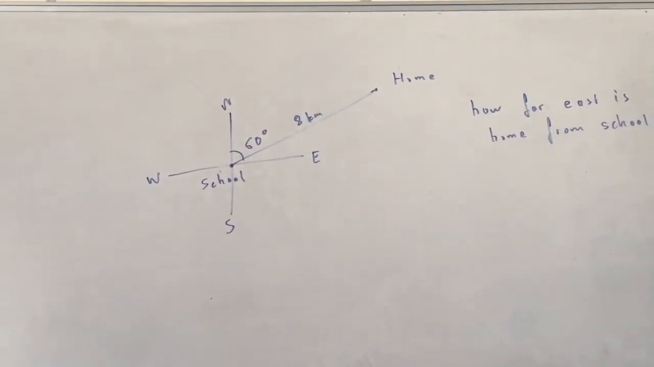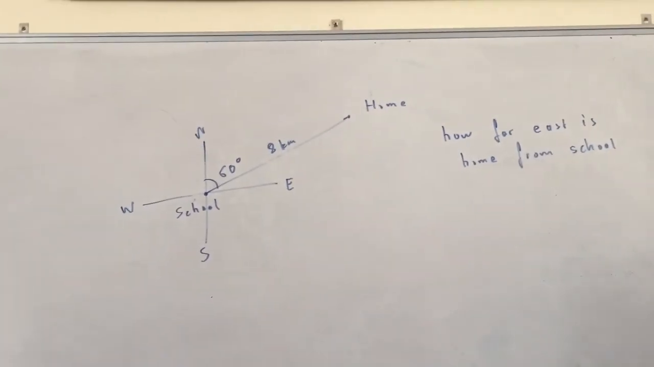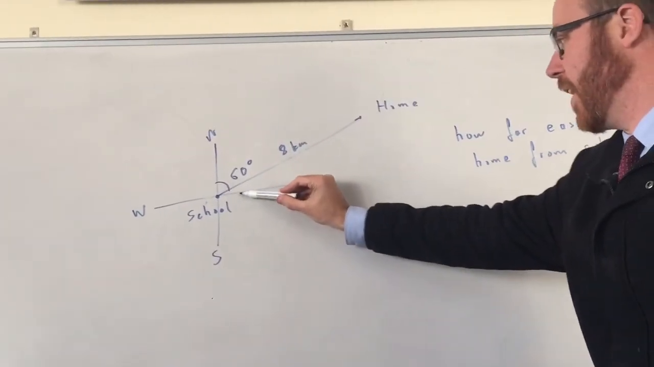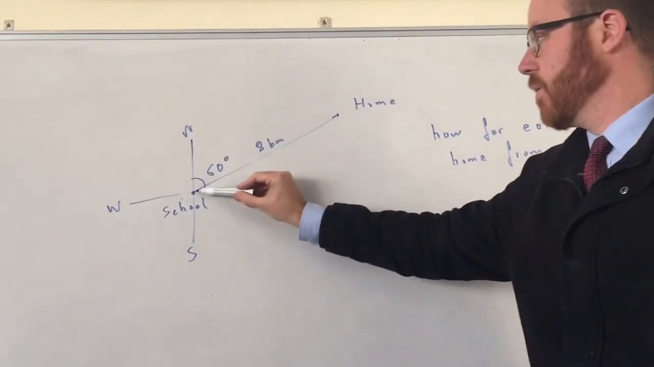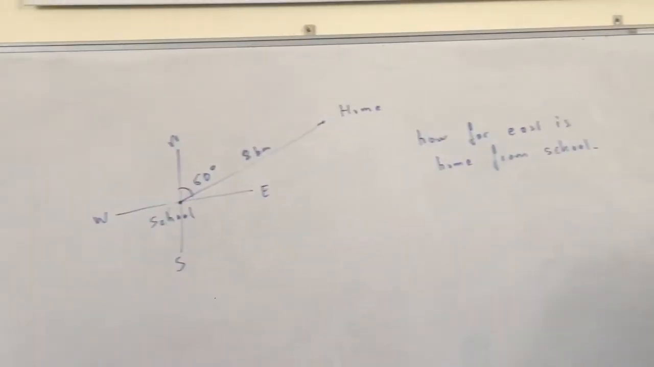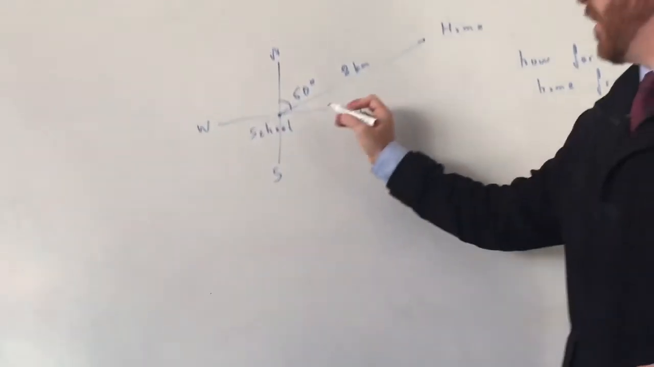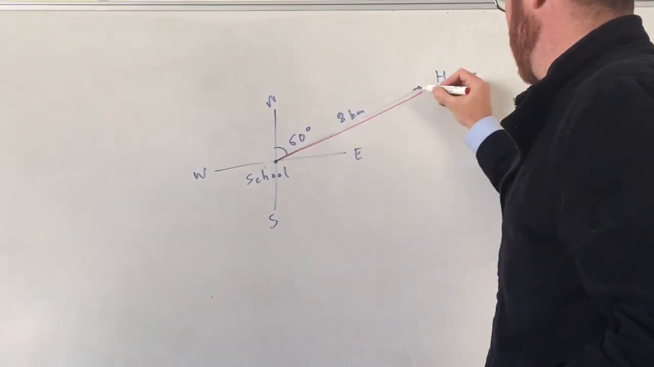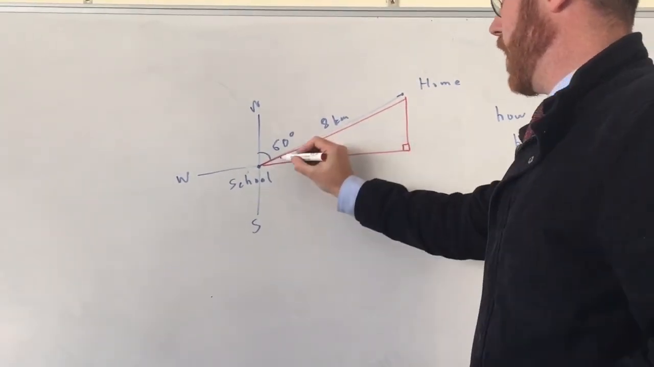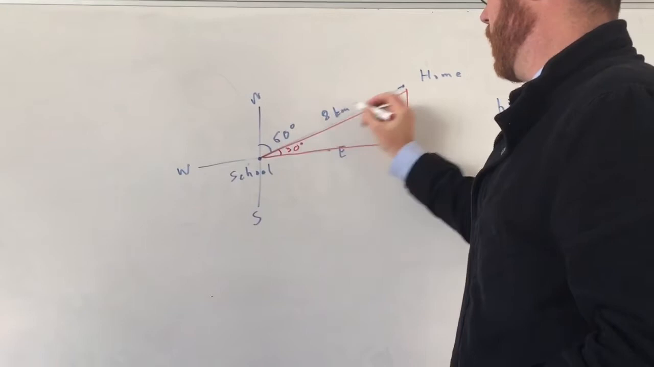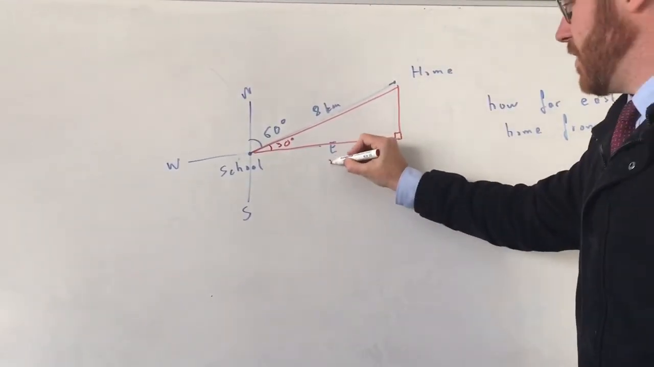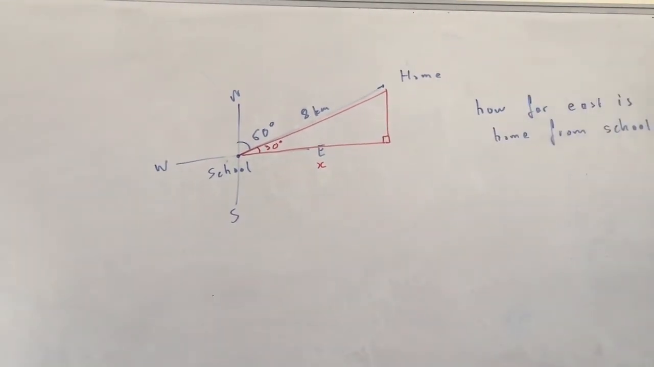Would it be 40? So if we've started here, we want to work out how far this distance here is. So we know the hypotenuse. I might do this with a different colour. Can you see we could make a triangle like this? This is a right angle triangle, and then you'd have 30 as the angle. And that angle there is 30. The hypotenuse we know is 8 kilometres, and we want to figure out the east distance. It's that distance there, isn't it?